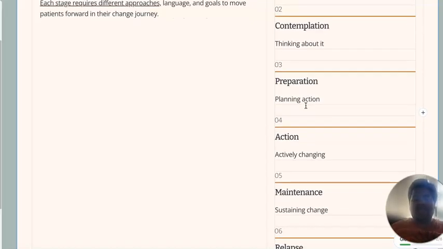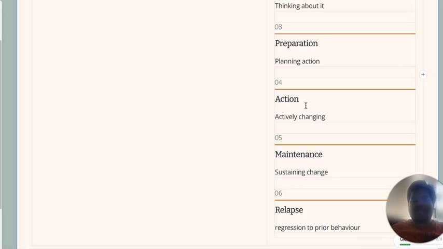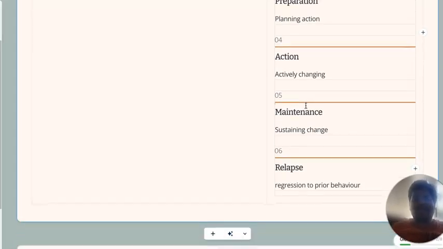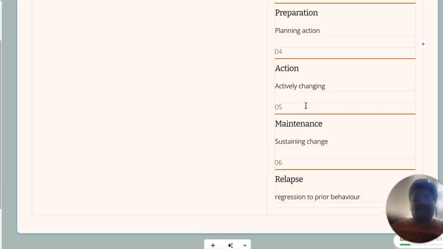Let's take smoking as an example here. And again, action, he is actively changing and in the process of quitting smoking. And maintenance, he is sustaining the change. And relapse, we call it if, after going through all these phases, the person starts smoking again, then we call it a relapse.